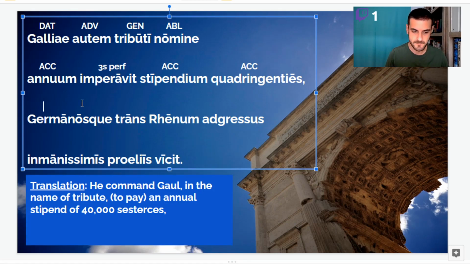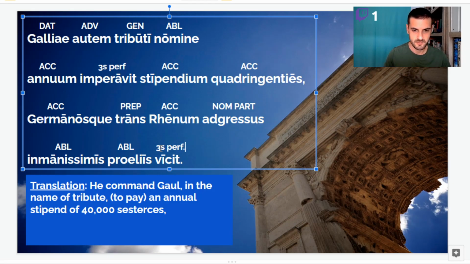Germanosque, trans, right, preposition, takes the accusative. Trans Rhenum, that's the Rhine River. We have a participle here. In manissimis proeliis. Now we had nocturno proelio one time. We had this kind of similar structure here. But this time it is in manissimis proeliis.